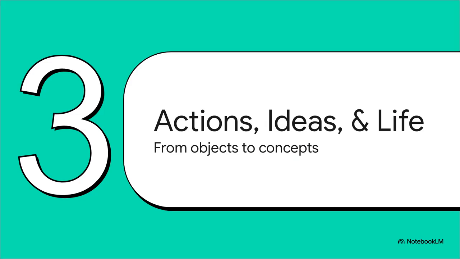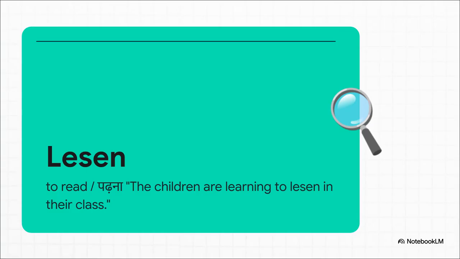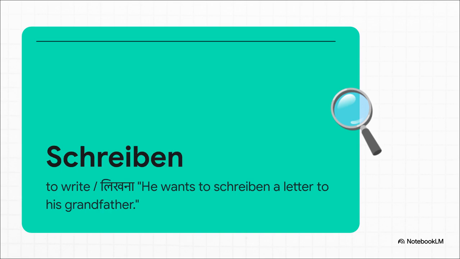Okay, so we've talked about things and how to describe them. Now let's level up a bit and move from the physical world into the realm of actions and ideas. First up is the verb lesen, which means to read. How perfect is that? It's literally what we're doing right now. You could say something like, the children are learning to lesen in class. And what goes hand in hand with reading? Writing, of course. And that's schreiben, to write. He wants to schreiben a letter to his grandfather. These two verbs, I'm telling you, they're the pillars of communication.